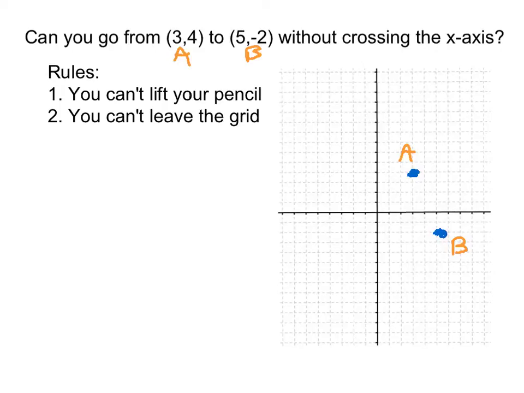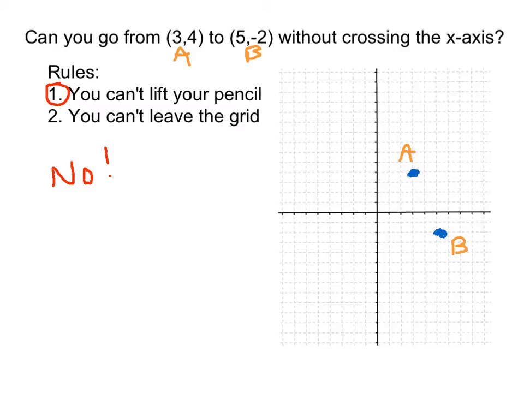Again, the two stipulations: we could if we could just pick up our pencil and then magically go to the other side, but we're not allowed to do that. And theoretically, here we see that the x-axis stops, but really this would be going on in this direction forever, so we wouldn't be able to do that. So again, the answer to this, can you go from point A to point B without crossing the x-axis? The answer is no, you cannot. These two rules, especially rule number 1 here, that you can't lift your pencil, that is an important fact.